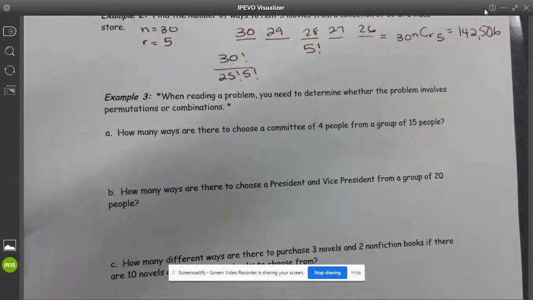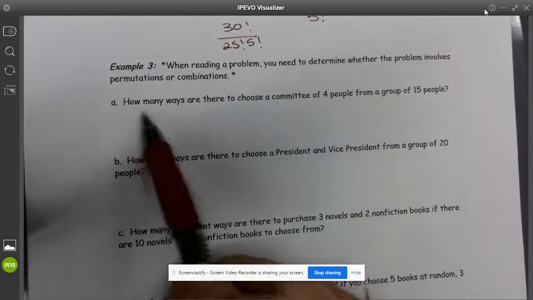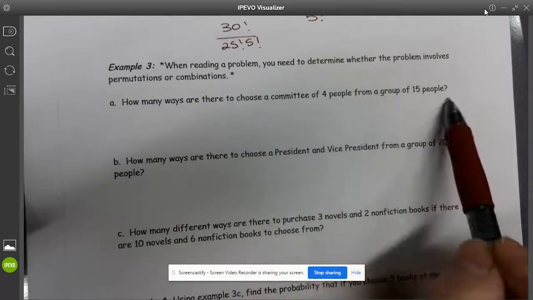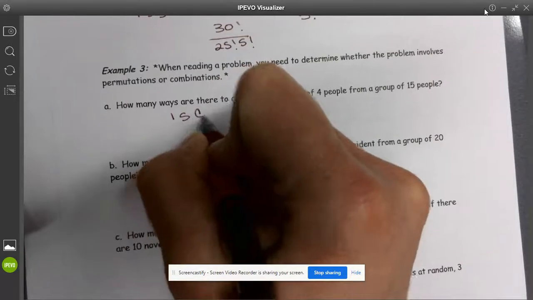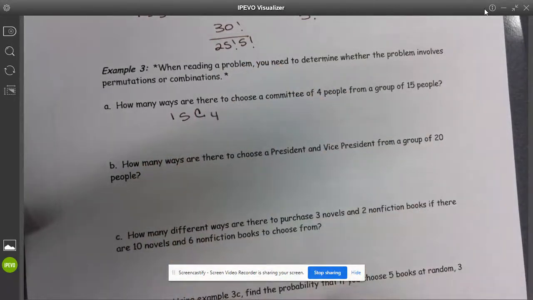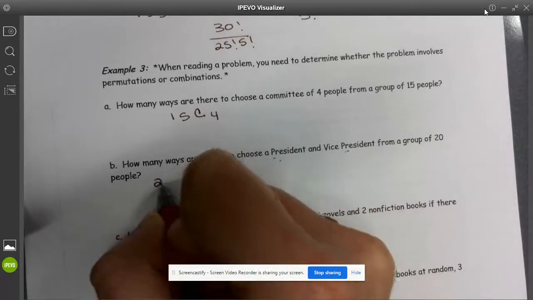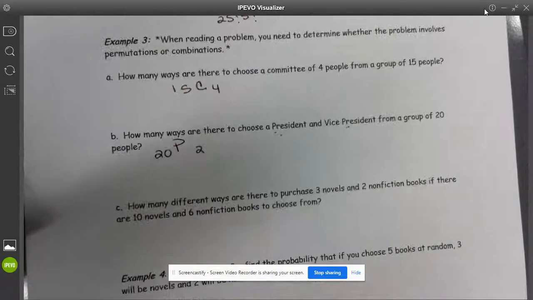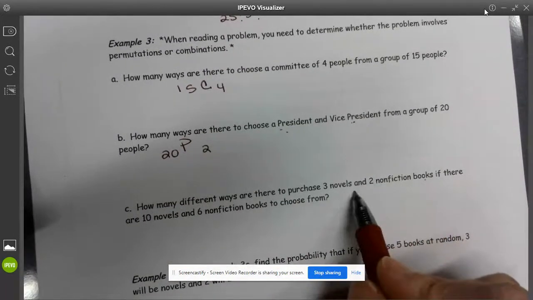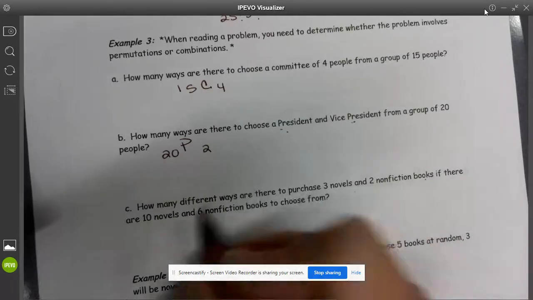Okay, it says, when reading a problem, determine whether the problem involves permutations or combinations. How many ways are there to choose a committee of 4 people? It's just a committee, so it's going to be nCr. How many ways are there to choose a president and a vice president? Well, that's 2 from 20, and order matters. It's going to be P. How many different ways are there to purchase 3 novels and 2 nonfiction books if there are 10 novels and 6 nonfiction? You're just purchasing, so it's going to be nCr.